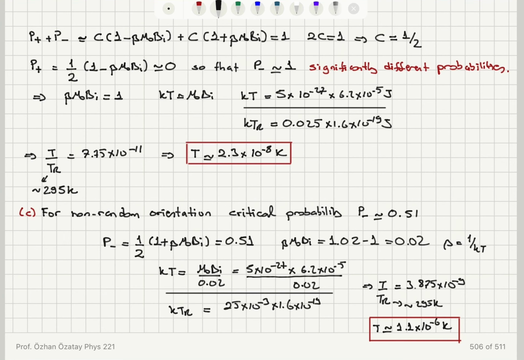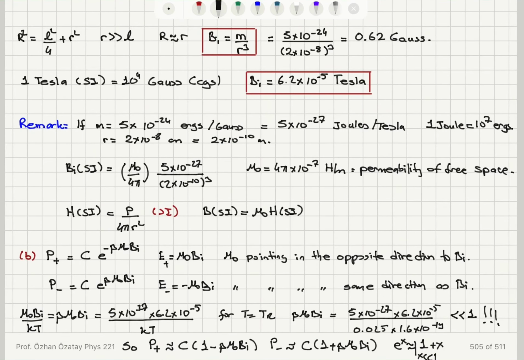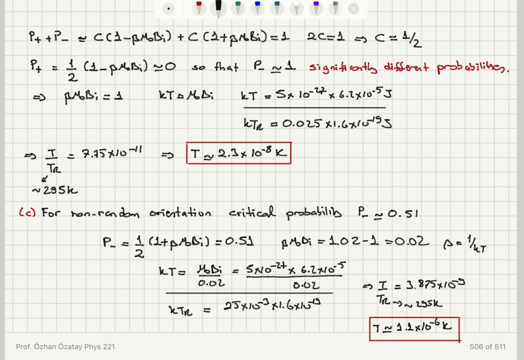On the other hand, if I want a non-random configuration, break the entropy, removal of the nuclear entropy, appreciably non-random orientation, that would mean I want one orientation to have 0.51 probability, for instance, and 0.49 probability for the other one. So I have used P minus equals 0.51, and I estimate a temperature of 1.1 10 to minus 6 Kelvin in that case.